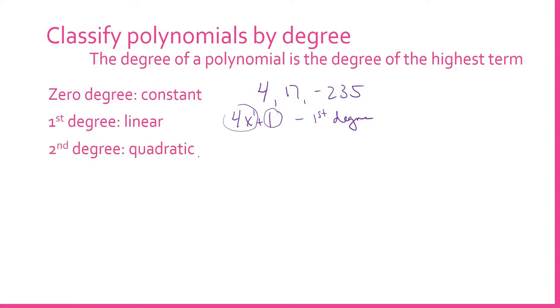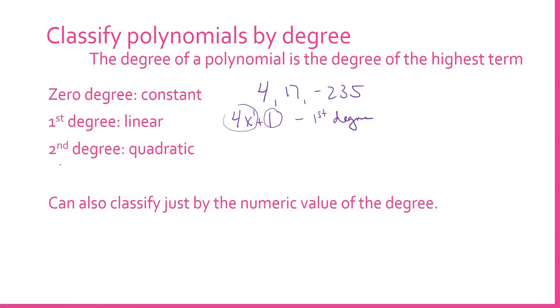Second degree is called quadratic. We're going to be working on quadratic equations very shortly. And then after that, we're just going to call it by the degree number. So third degree, we just call third degree. Fourth degree, just call it fourth degree. We don't have any more special names. There are some, but we're only going to worry about these three.